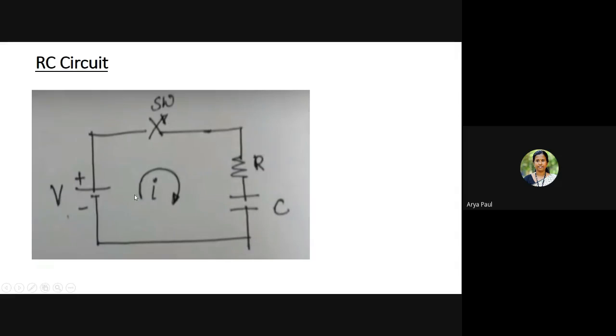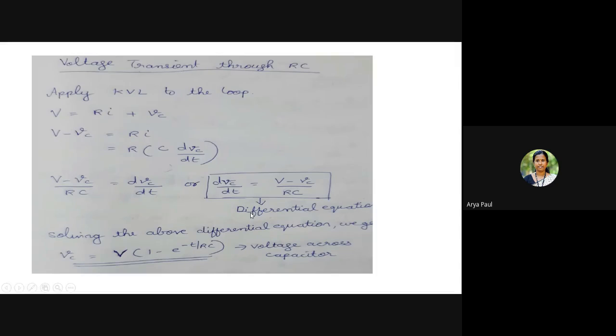What is I? That is the current through the capacitor. This is a series circuit, both R and C are connected in series, so the current will be the same through R and C. What is the current through the capacitor? You know that current I is equal to C into dV by dt. So substitute I is equal to C into dV by dt.